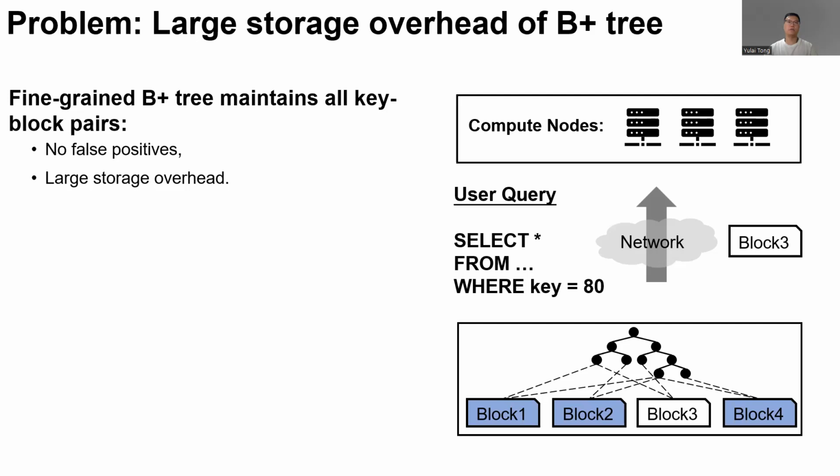B-plus trees are effective indexing structures to address the problem of zone maps. To skip blocks, the leaf nodes of a B-plus tree store individual keys and the pointers to blocks containing it. Such a fine-grained structure allows B-plus trees to achieve no false positives, but causes non-ignorable storage overhead on large volumes of cloud data.